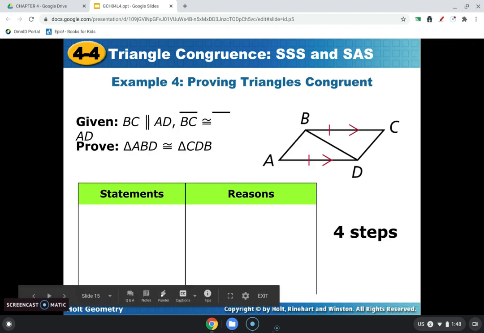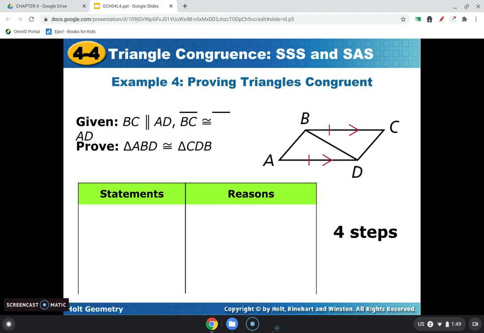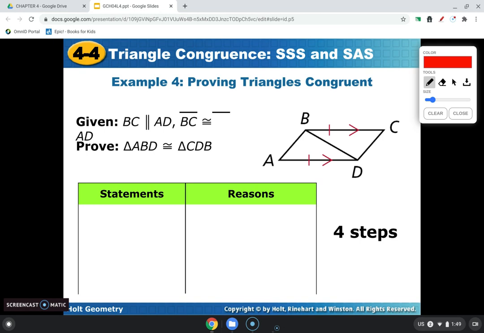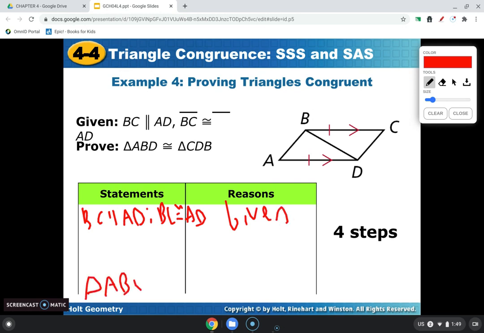Okay, so here's where we're going to do the bulk of our proofs this year with proving two triangles congruent. Remember, Mr. Walmuth will give you how many steps. So this is a 4-step proof. So we always start with our givens first. So BC is parallel to AD, and BC is congruent to AD. That's given. And then we're trying to prove triangle ABD is congruent to triangle CDB.